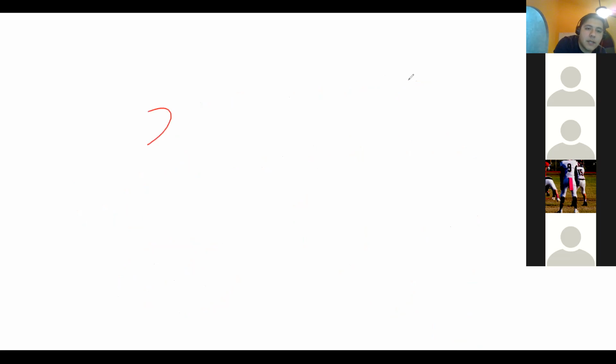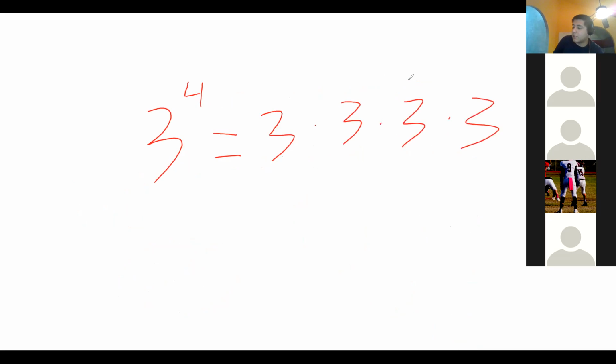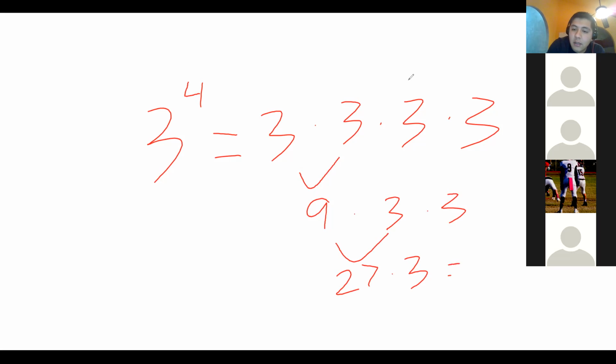So next example, let's say we have 3 to the 4th power, right? That's the same thing as saying 3 times 3 times 3 times 3, 4 times, okay? And we evaluate it the same way. So we first do 3 times 3, which gives us 9. And 9 times 3, which gives us 27. And 27 times 3, which would give us 81.